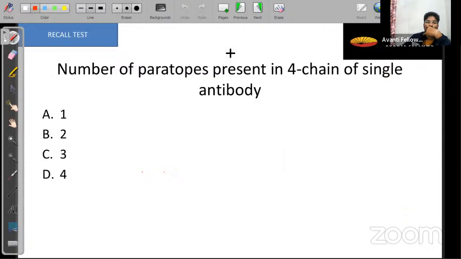Well, here is a question for you people. Question, students, read the question now. Question is like, number of paratopes present in 4 chains of a single antibody. एक सिंगल एंटीबॉडी है जो कि 4 चेन से बना हुआ है. How many paratopes will be there?